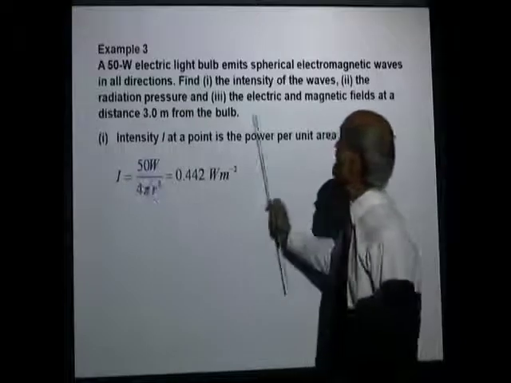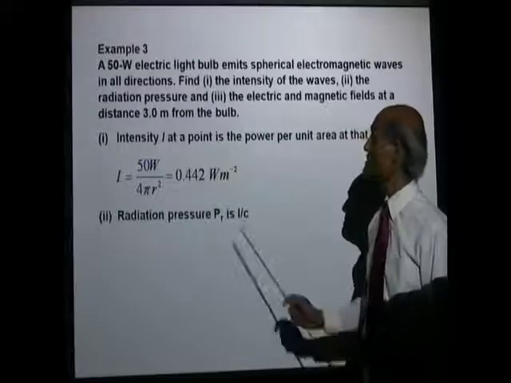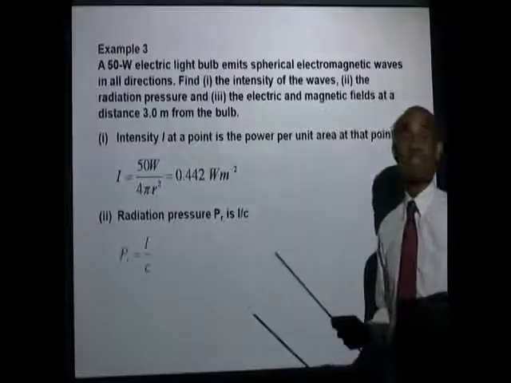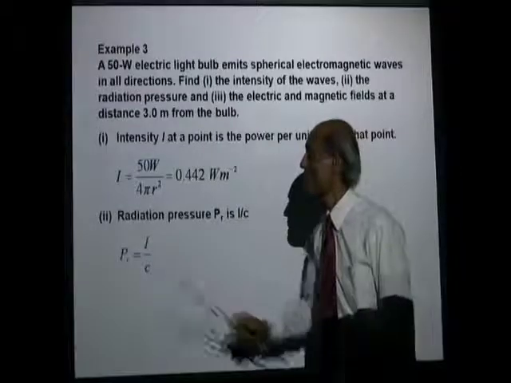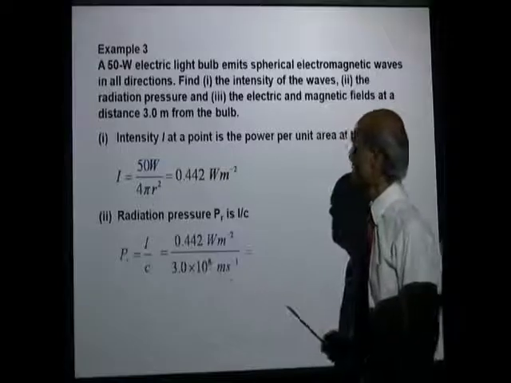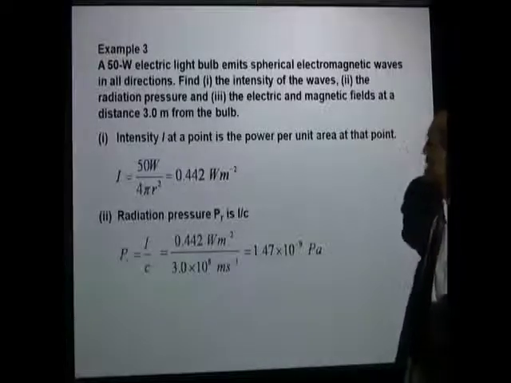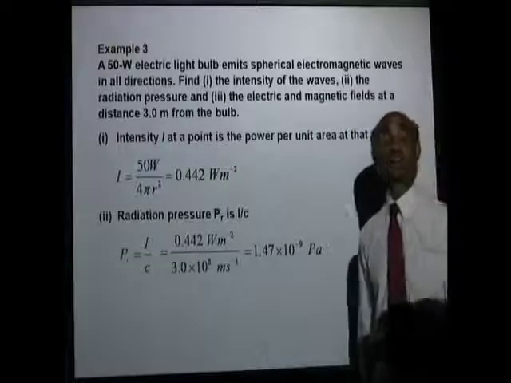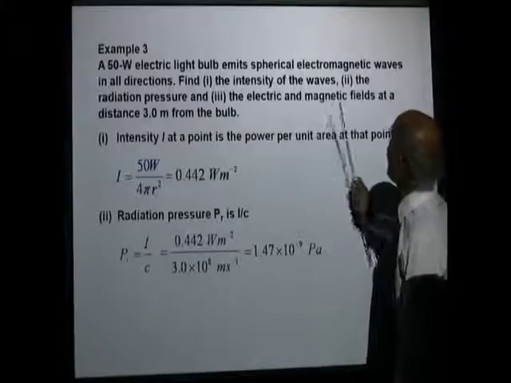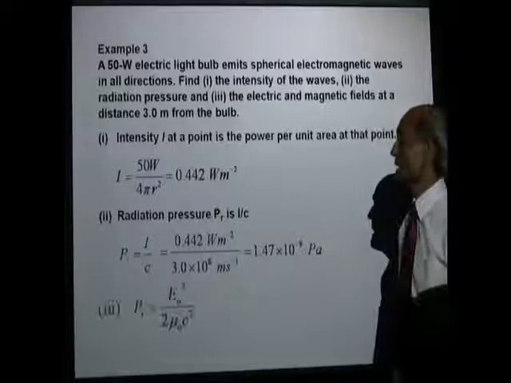Once you know the intensity, we can find the radiation pressure. What's the definition of radiation pressure? Radiation pressure is intensity divided by C. So P sub r is I divided by C, and we know those values. That gives you 1.47 times 10 to the negative 9 Pascal as the radiation pressure. Well, we now need to find the electric and magnetic fields where r equal to 3 meter.